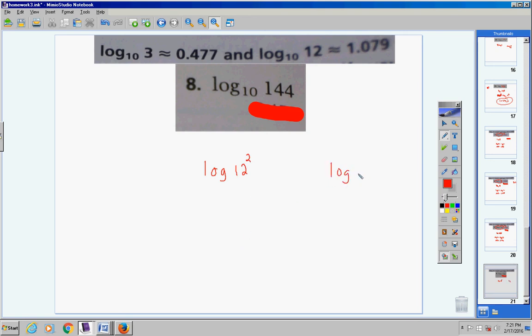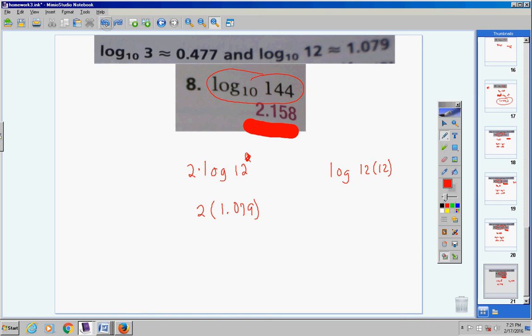How about this? Logarithm of 12 times 12. Either way will work, okay? I'm going to work it out both ways. Here, I pick up the 2 and I move it where? Right here. So now I have 2 times the logarithm of 12. Well, the logarithm of 12 is 1.079. So 2 times 1.079 will give you 2.158. If you want to check my work, type this into your calculator and you'll get this right here.